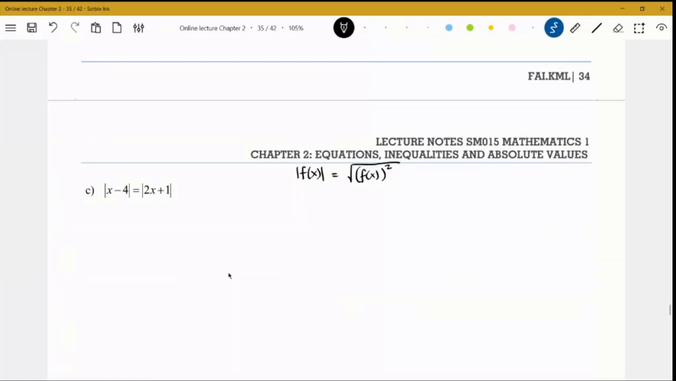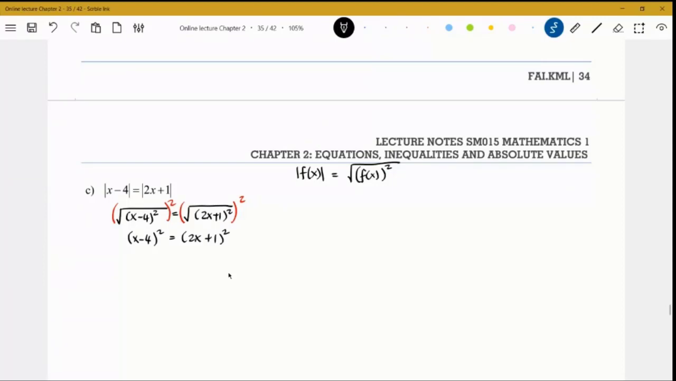Ini kena wujud dulu. Okay, so we're gonna have square root of (x minus 4) square equal with square root of (2x plus 1) square. And then baru kita akan square both sides. Once we square both sides, square root akan hilang. So di dalam akan maintain (x minus 4) square equal (2x plus 1) square.